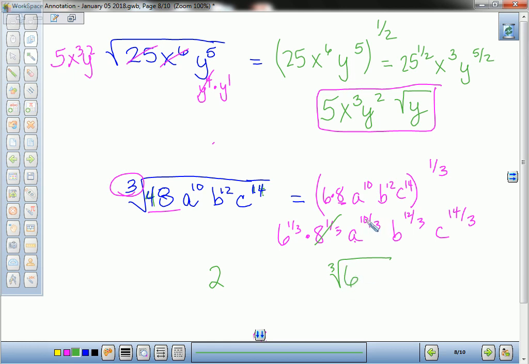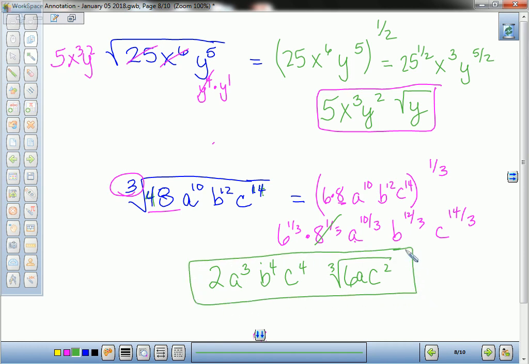3 goes into 10 3 times, so 3 a's come out. But how many are left over? 1. 3 goes into 12 4 times, so 4 b's come out. And there's nothing left over, so there are no b's left under the radical. 3 goes into 14 4 times, but there are 2 left over. So this is one way of using the idea of a rational exponent here to help us simplify our radical.